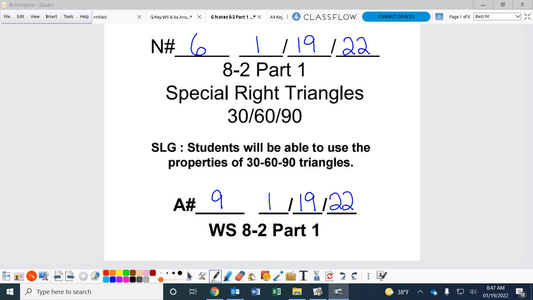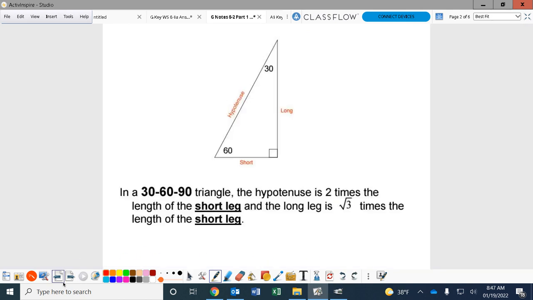30, 60, 90 triangles. It's the only thing we're doing today. Literally, we have one rule today. There is one thing that we are learning today: 30, 60, 90 triangles. This is going to show up in a lot of things that we do moving forward, so make sure that you ask questions.